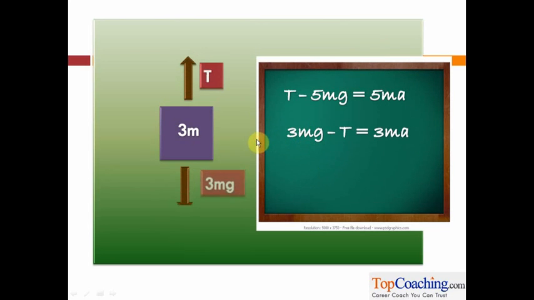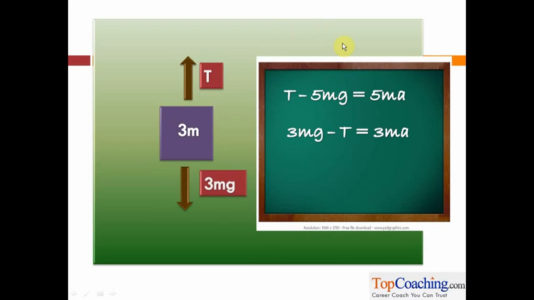We can similarly write the equation 3mg minus T equal to 3m into a for the 3m block, isn't it? After all, 3mg is the gravitational force acting on it downwards and T is the tension force acting on it upwards. We have assumed that the 3m block is going downwards. So in this case, we have written 3mg minus T is 3m into a. We have assumed that 3mg is greater than the tension force T.